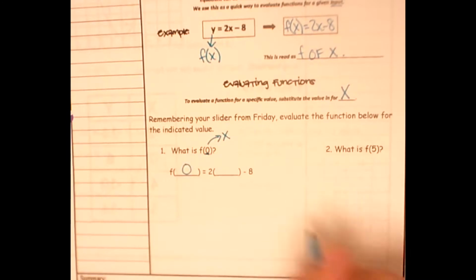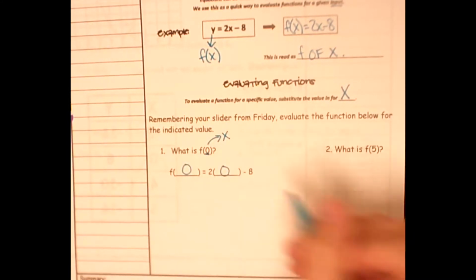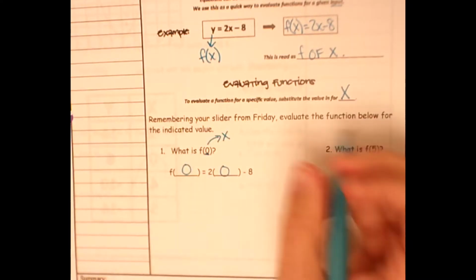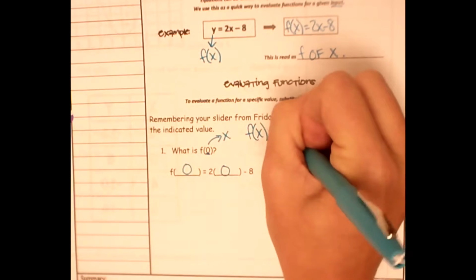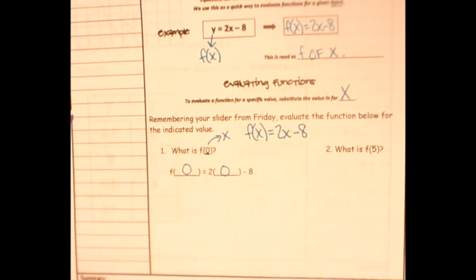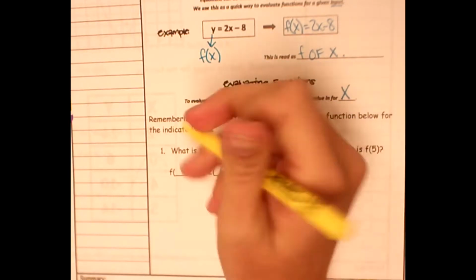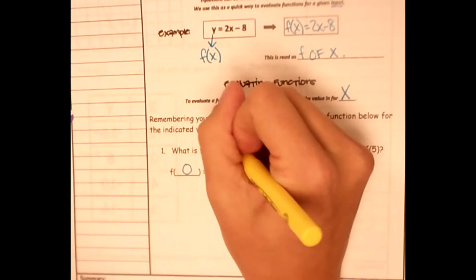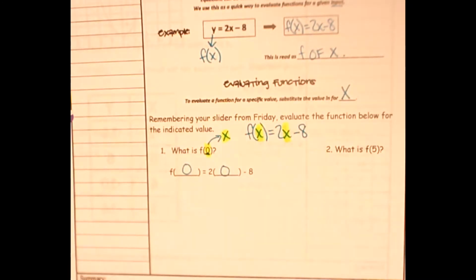So f of 0 is equal to 2 times 0 minus 8. Sorry, I forgot to add it. Your function is f of x is equal to 2x minus 8. We have to have a function, right? So I'm substituting in 0 for my x. Everywhere there's an x in the equation, in the function, that's where I'm going to put 0.